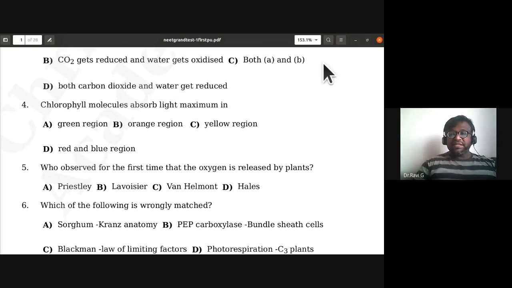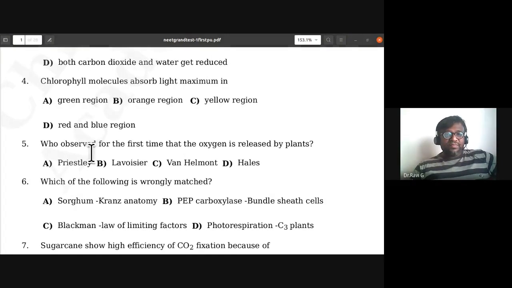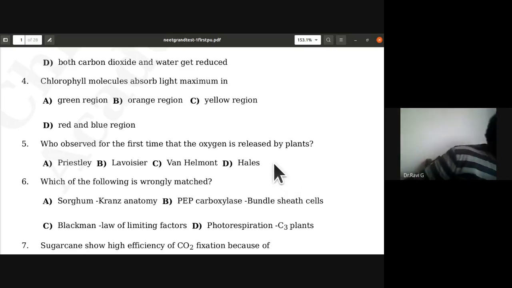Okay. So the next thing that you have to remember is, the chlorophyll molecules are going to absorb light maximum in the red and blue region. So the chlorophyll is going to absorb maximum light in the red and blue region. There is going to be maximum absorption of light by chlorophyll molecules in the red and blue.